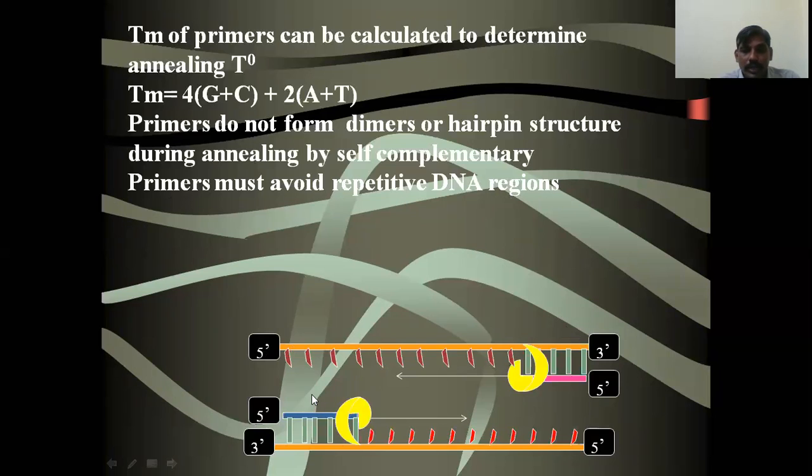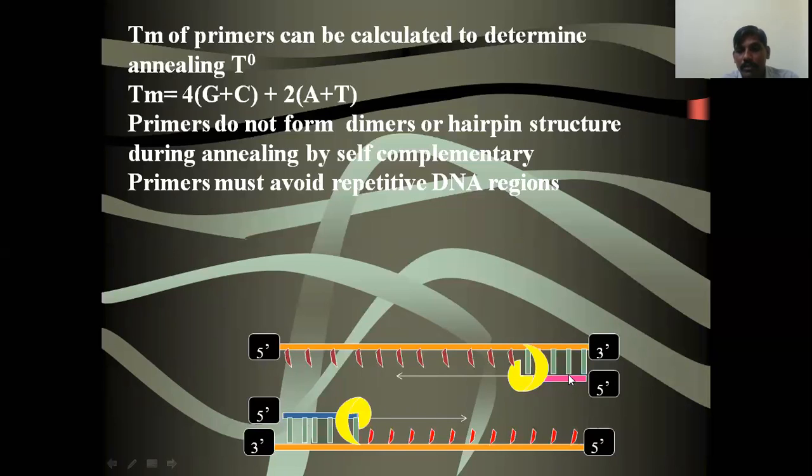In the annealing step, see this, this is a short oligonucleotide. This is called a primer. It is a DNA molecule which contains 15 to 30 base pairs. This is called a reverse primer, and this is called a forward primer. So these two primers are needed.